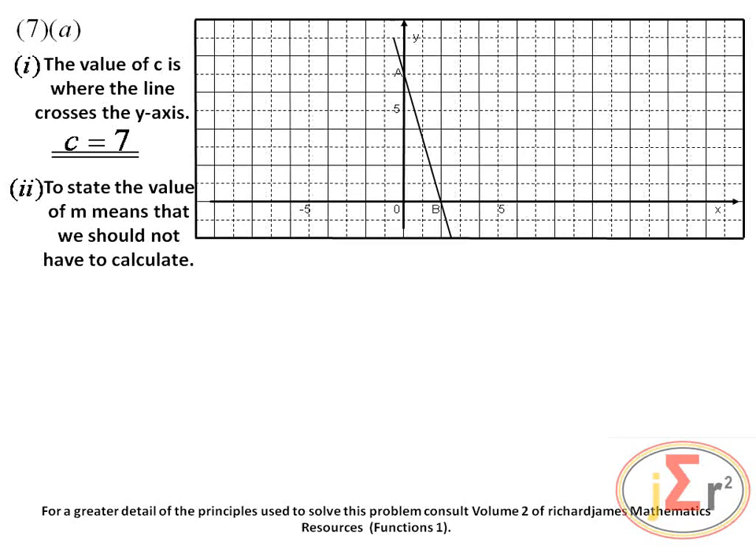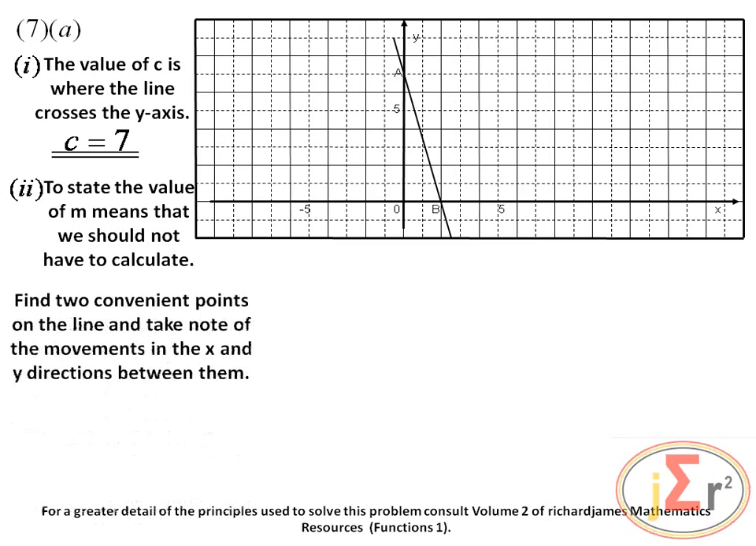To state the value of m means that we should not have to calculate it. So we will just find 2 convenient points on the line and take note of the movements in the x and y directions between the 2 points. So m is equal to, what do we have for the y movement? Going down 1, 2, 3, 4, 5, 6, 7. So that's a negative 7. And we go across by 2. 1, 2. So negative 7 over 2. And that is our gradient.